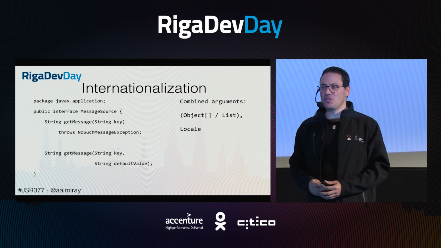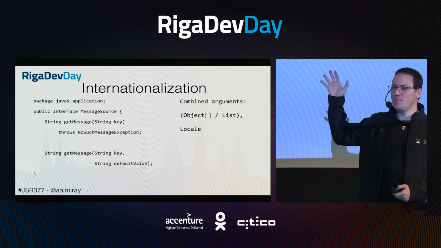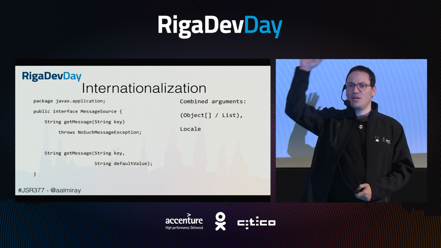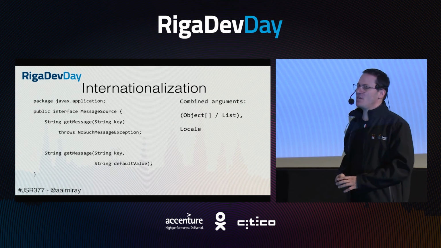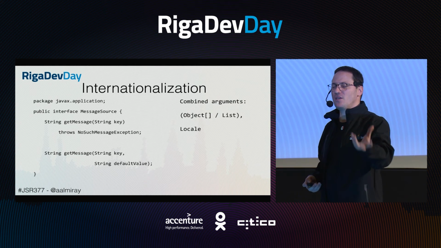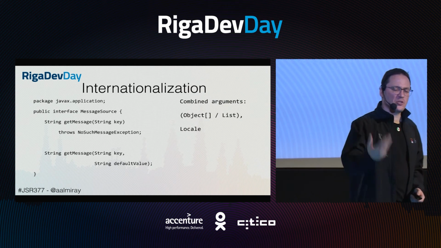In terms of internationalization, there are many things that we can do. This is a little bit inspired by Spring message sources. Anybody here, any Spring users? A few hands. So you know that you can give a key and you can give a default value, or if you give a key then you might get an error if it's not found. You can also supply additional arguments.